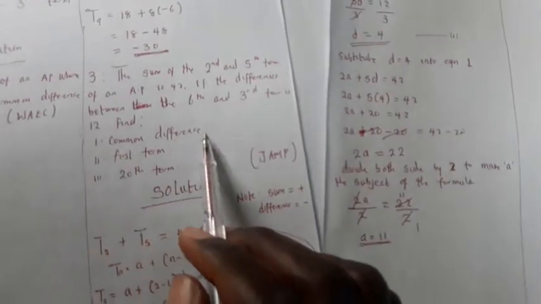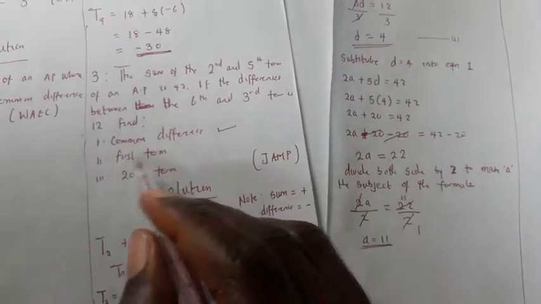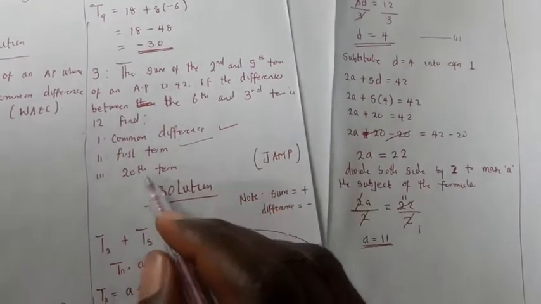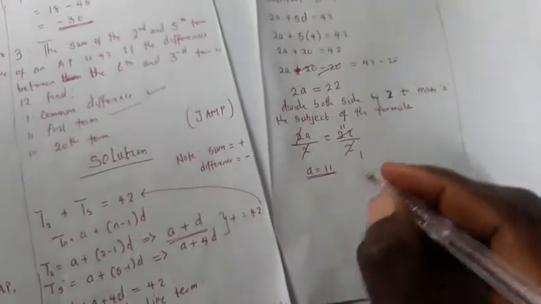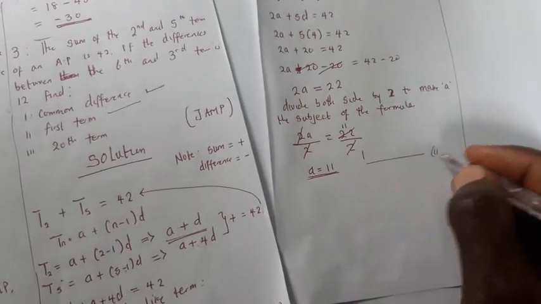So the question, find the common difference, has been solved. Find the first term, has been solved. Find the 20th term is what is remaining. This is Roman figure 2.